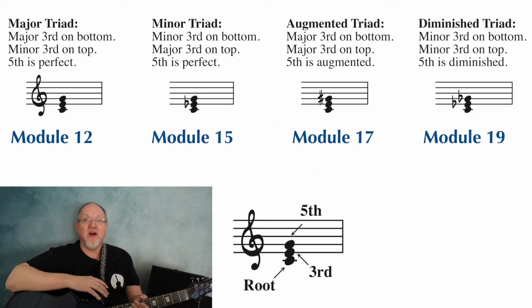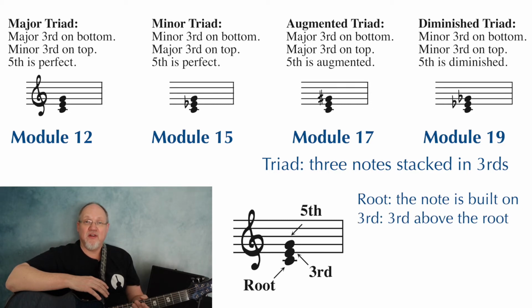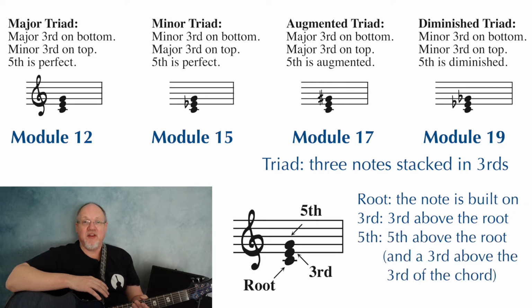As a quick review, a triad consists of three notes stacked in thirds. We have a root, third, and a fifth. The root is the note the chord is built on. The third is an interval of a third above the root, and the fifth is an interval of a fifth above the root. And also the fifth is an interval of a third above the third of the chord.